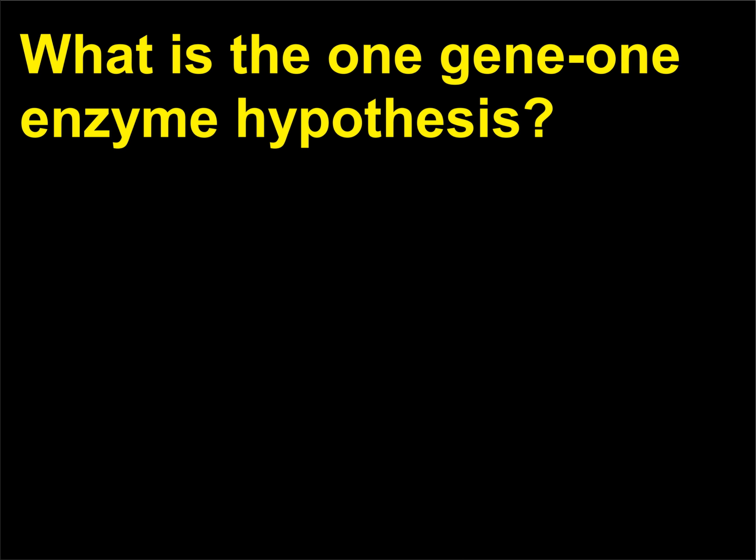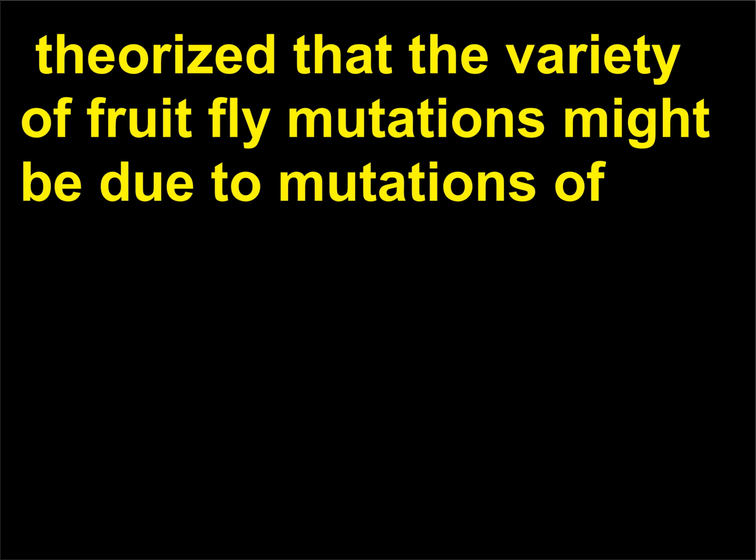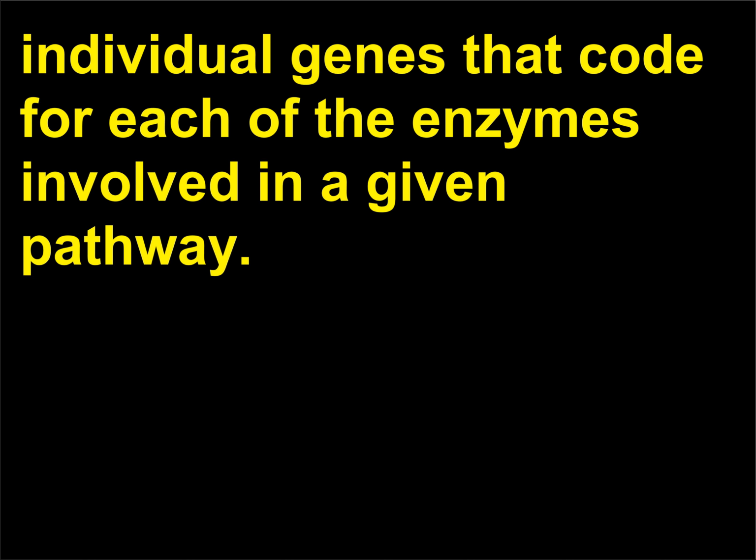What is the one gene one enzyme hypothesis? In the 1930s, George Beadle, 1903 to 1989, and Boris F. Ephrussi, 1901 to 1979, theorized that the variety of fruit fly mutations might be due to mutations of individual genes that code for each of the enzymes involved in a given pathway.